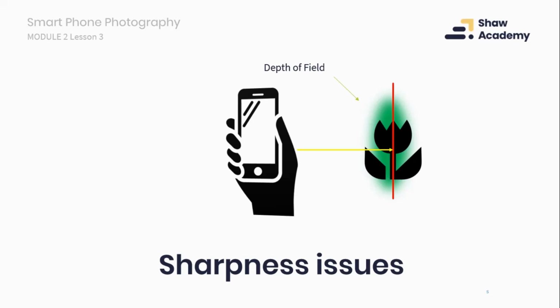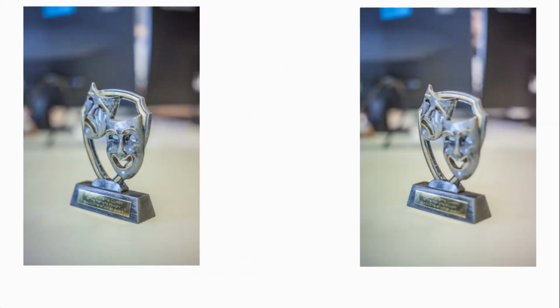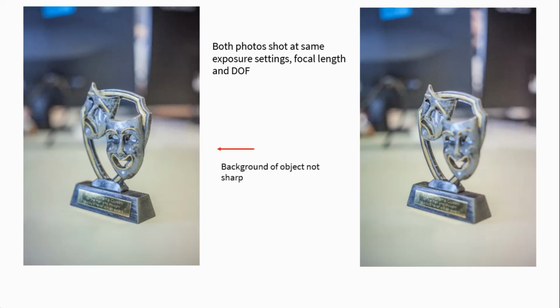Well, this is where we need to get inventive, and we need to use something known as focus stacking. So if we have a look at this example here, both photographs were shot at the same exposure settings, the same distance, same depth of field. And as we can see in the image on the left, the background is a little bit out of focus. So the face in the background here is a little bit out of focus. You can also see it with the text on this little trophy, which is a little bit out of focus as well.